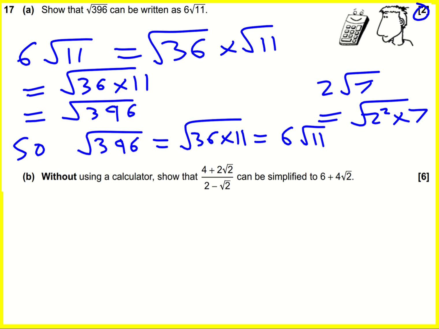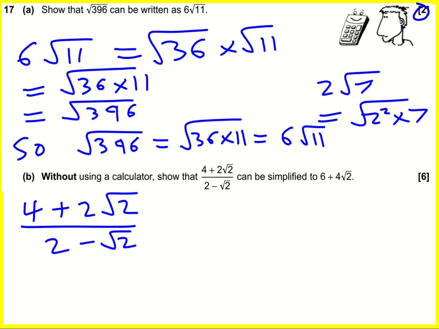Okay, second bit. Without using a calculator, show that this horrible fraction can be simplified to 6 plus 4 root 2. This is a rationalizing the denominator question. It doesn't say that at any point, but that's what it wants us to do, because here we've got a denominator, and in the answer we do not. Secondly, we have a denominator that is not rational. That means it's got a surd in it, and it can't be simplified nicely. So we need to somehow get rid of it.